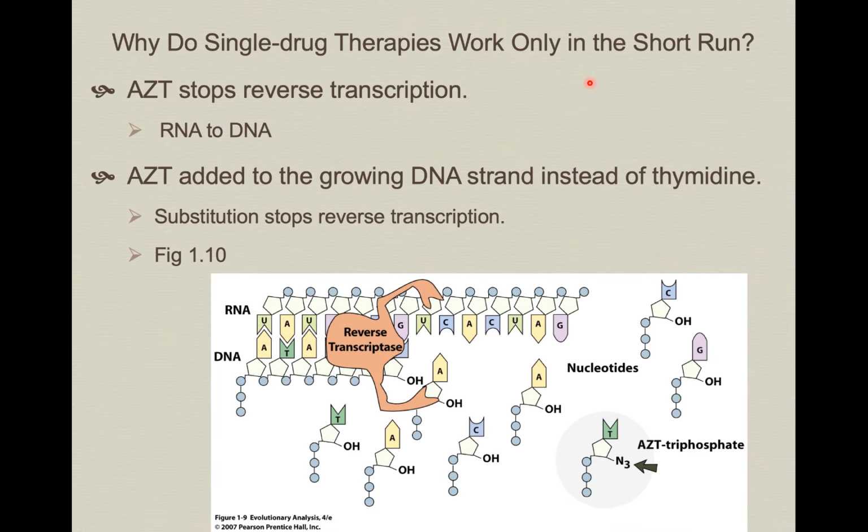Well, some of the earliest treatments associated with HIV included the use of a drug called AZT. What AZT did as a proximate mechanism, how it worked, is it stopped that process of reverse transcription.